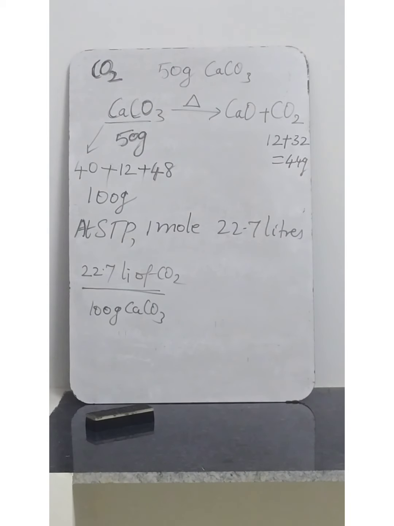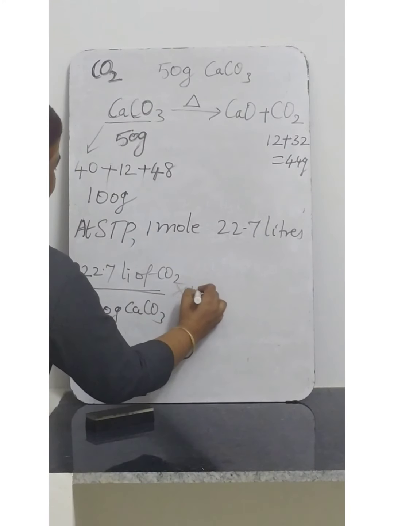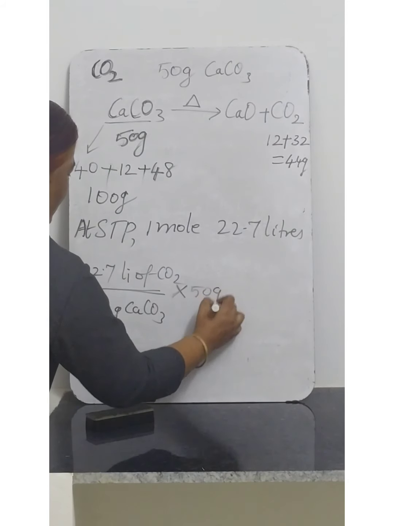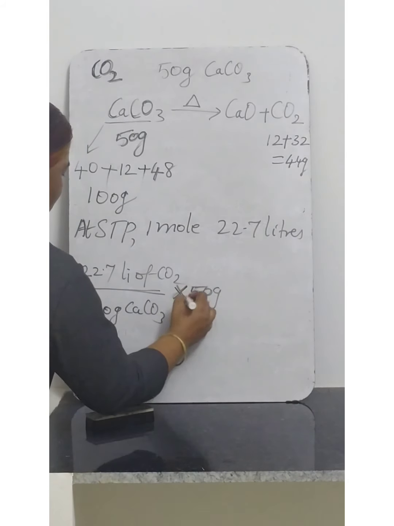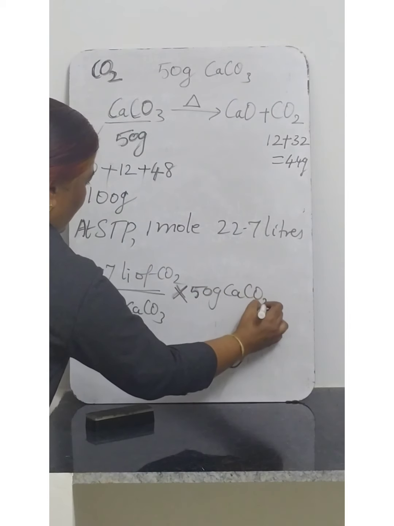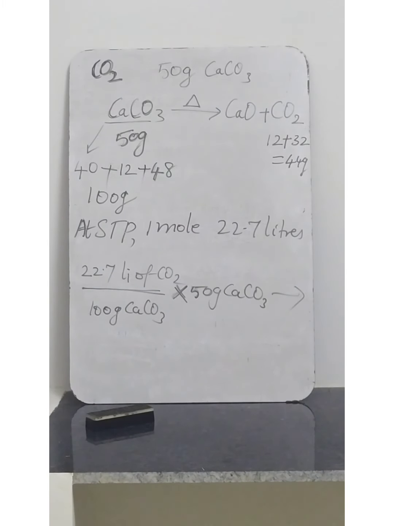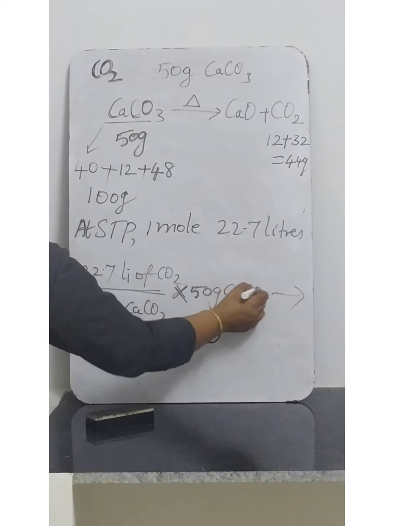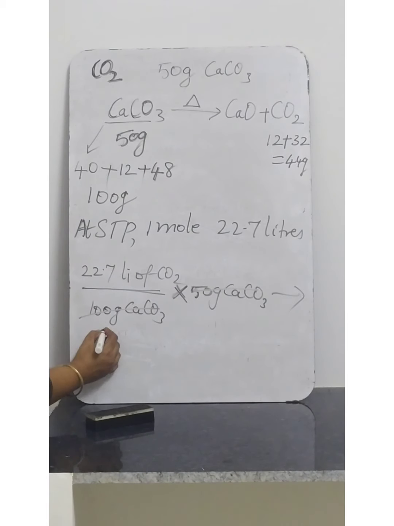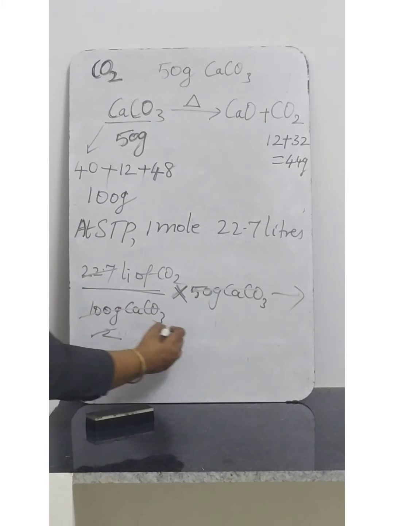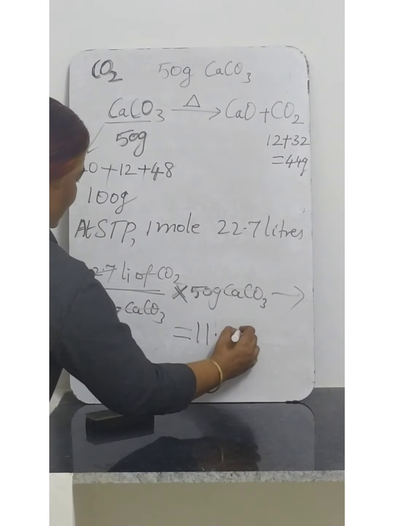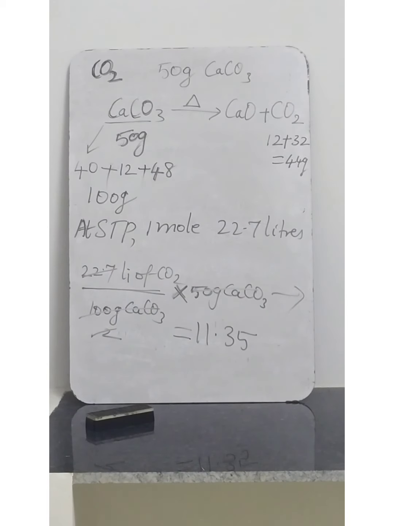Therefore, 50 gram of calcium carbonate will undergo heat. We have to calculate. So cancel means what we are getting? 2. Understood? So this 2 and this will be cancelled, and the answer we are getting is 11.35 liter of carbon dioxide. Understand what I am saying?